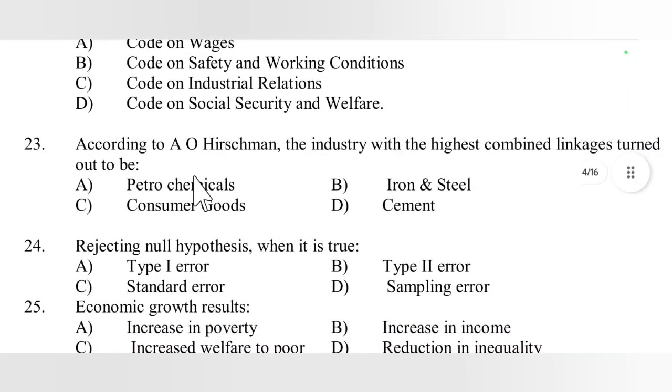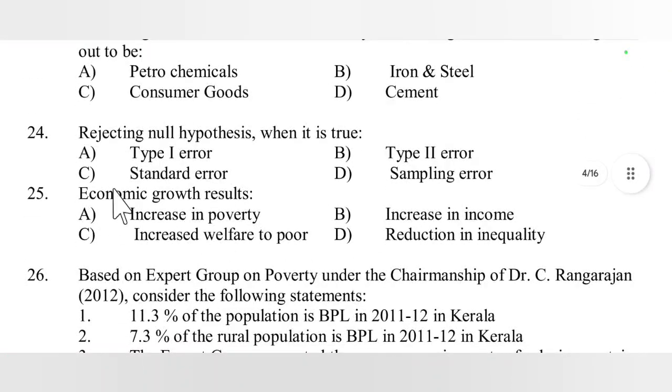Then question number 23, according to Hirschman, A.O. Hirschman, the industry with the highest combined linkage turned out to be petrochemical, iron and steel, consumer goods or cement. It is iron and steel. Then question 24: rejecting the null hypothesis when it is true is called a type 1 error. Accepting it when it is false is type 2. So here it is type 1 error.